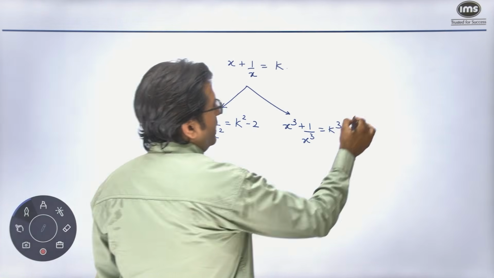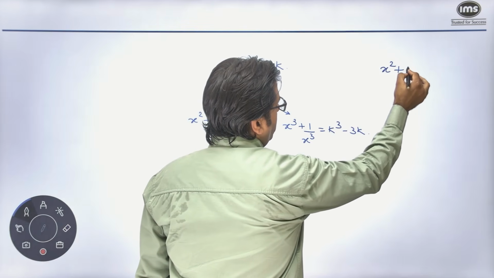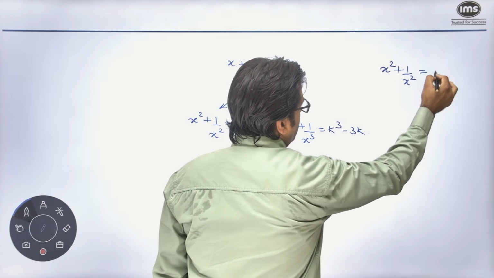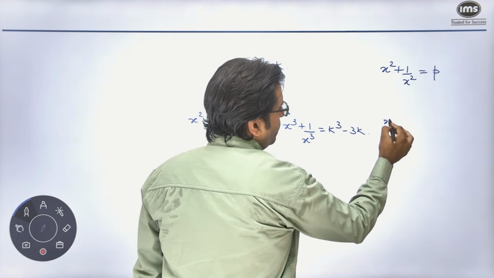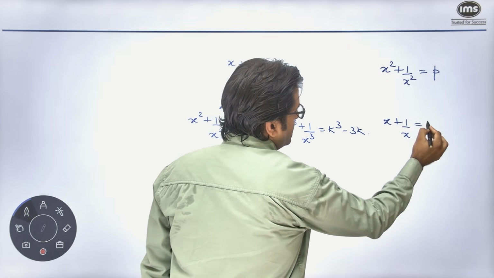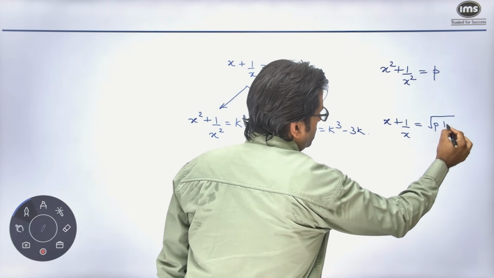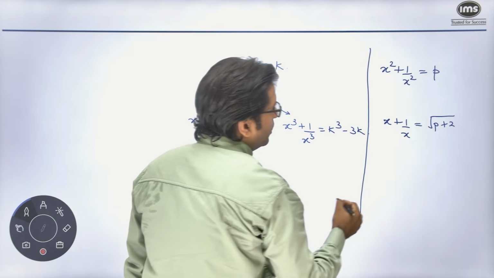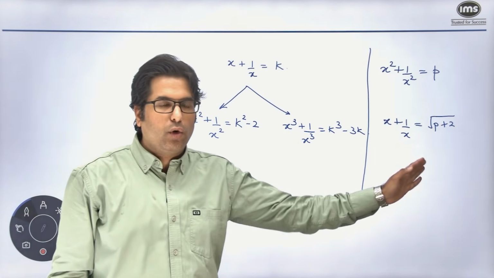Second relationship that we understood was reverse. x square plus 1 by x square is given to us, let's say p. So then we can calculate x plus 1 by x as under root of p plus 2. So these are the 3 relationships that I want you to remember.